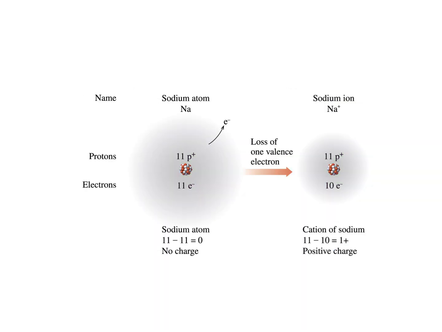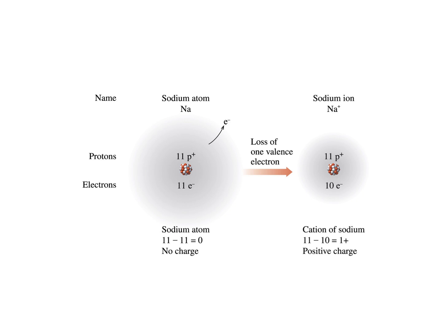Let's look at sodium. Okay? Sodium will lose an electron to have a positive charge. The number of protons are the same. Sodium loses an electron. Now we have 10 electrons. We have one more proton. That's where we get that positive 1 charge.